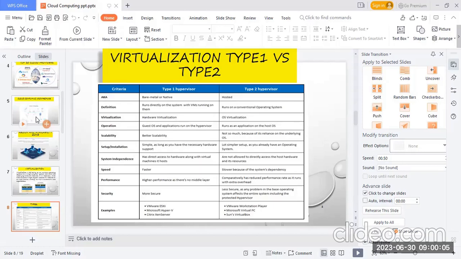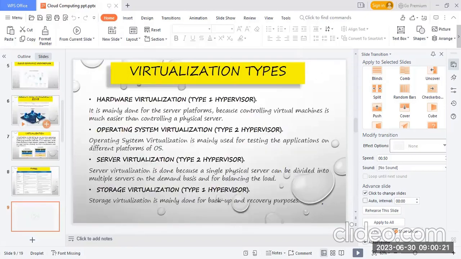So type 1 is more secure and type 2 is less secure. These are some examples of type 1 hypervisor: VMware ESXi, Microsoft Hyper-V, Citrix Xen Server. And in type 2, VMware, Microsoft and Sun VirtualBox are some examples of this type 2 hypervisor. So here we are just listing the different types of hypervisors.